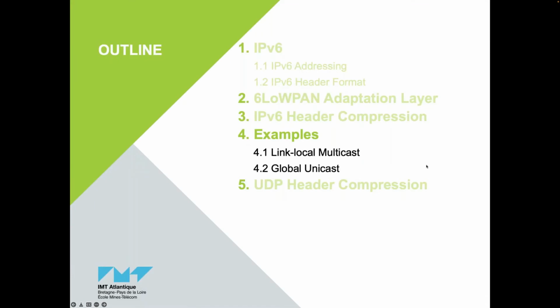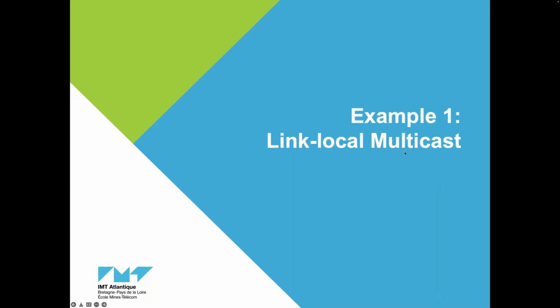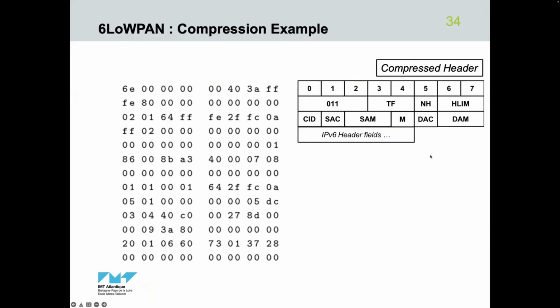And now I will give you 2 examples, and I hope that with these examples things will be much clearer. Of course, if you have questions, I can answer right after. So the first example is a link local multicast, and here on the left side you can see the original IPv6 link local multicast address, while on the right side you have the compressed header, which starts with 2 bytes. So we have 16 bits here, where the first 3 are 0, 1, 1, which represents that we have a compressed IPv6 address.